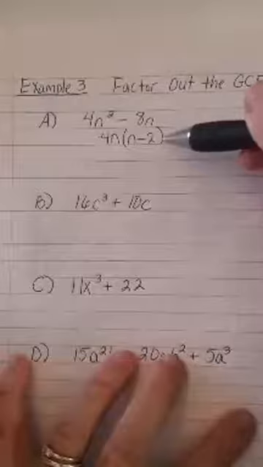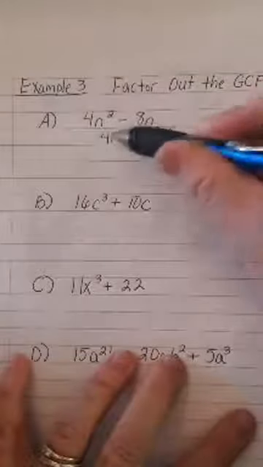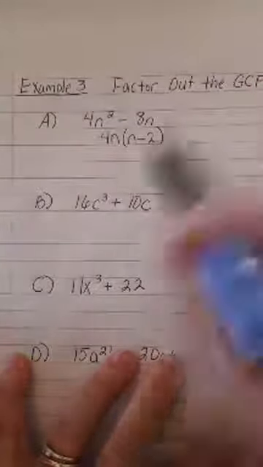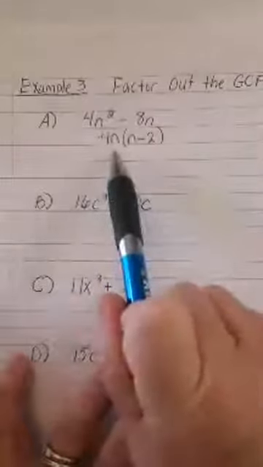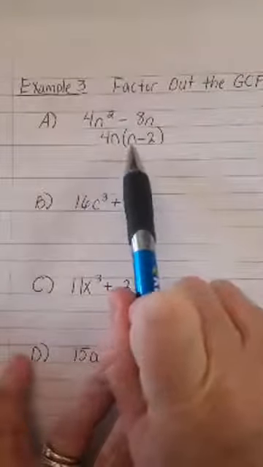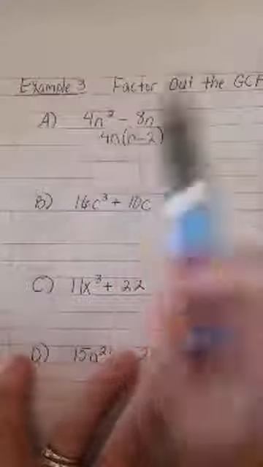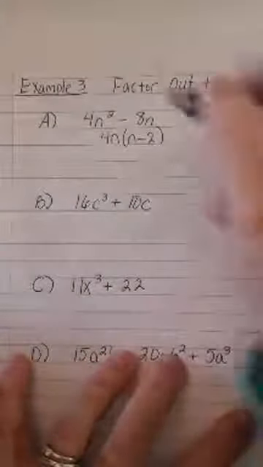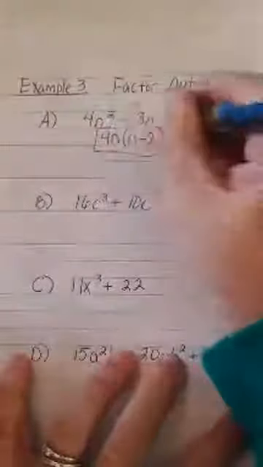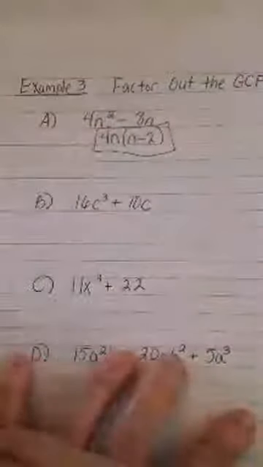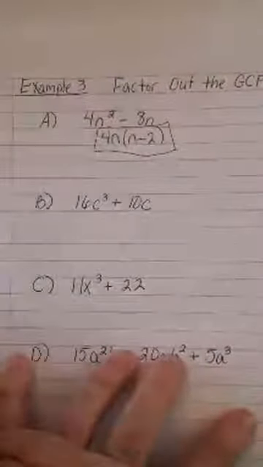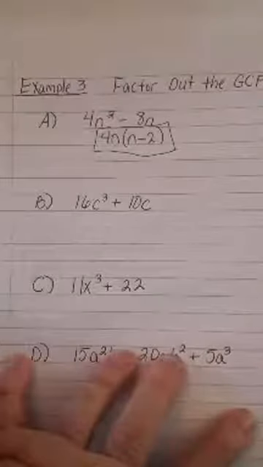All of these answers that you're going to do are going to come out looking like a distributive property. Go back and check it, and if you do the distributive property, 4n times n, you get 4n squared, and 4n times negative 2, you get negative 8n. So this is your answer. Isn't that easy? Yes, it is. I'll just answer my own questions.